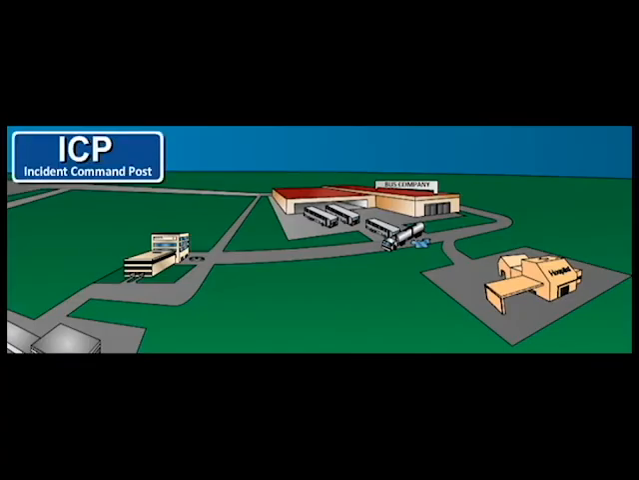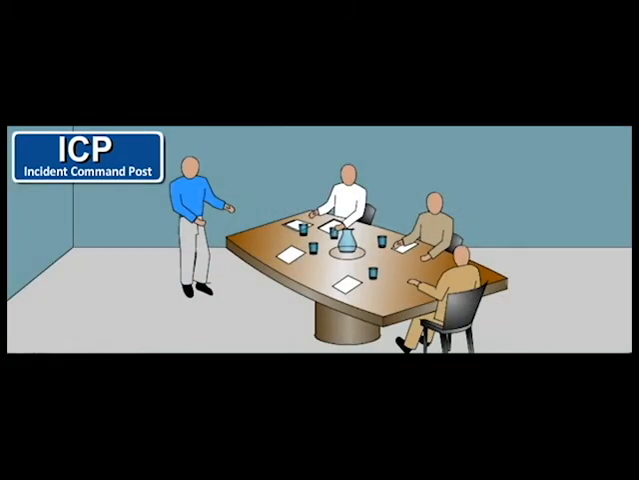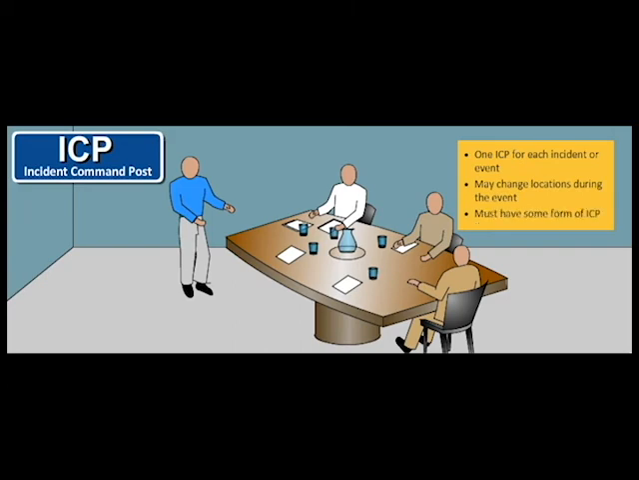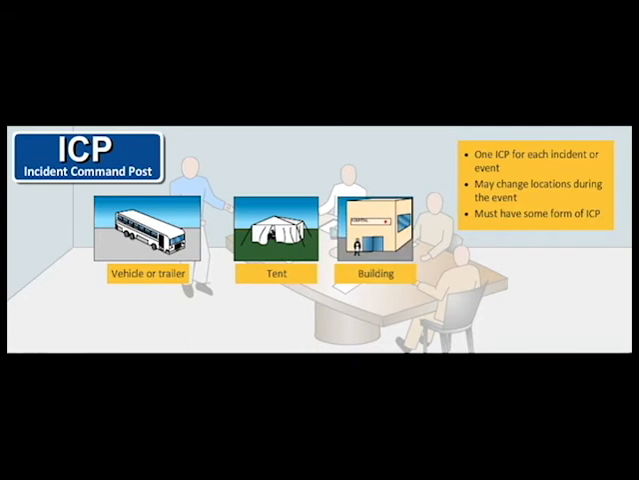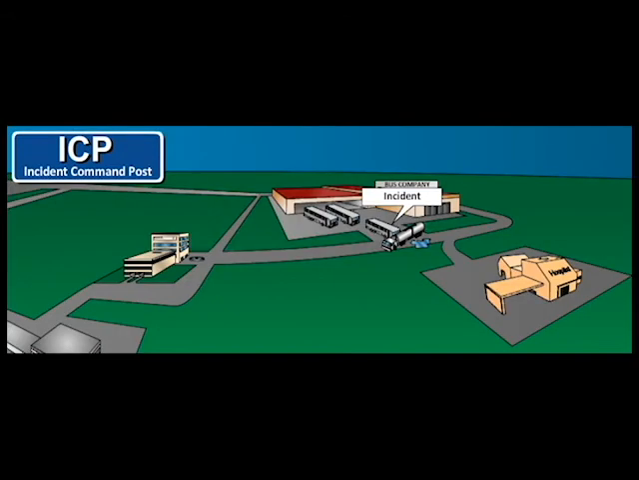According to NIMS, the Incident Command Post, or ICP, is located at or in the immediate vicinity of the incident site and is the focal point for the conduct of direct, on-scene control of tactical operations. There is generally only one ICP for each incident or event, but it may change locations during the event. Every incident or event must have some form of an incident command post. The ICP may be located in a vehicle, trailer, tent, or within a building. The ICP will be positioned outside of the present and potential hazard zone, but close enough to the incident to maintain command.